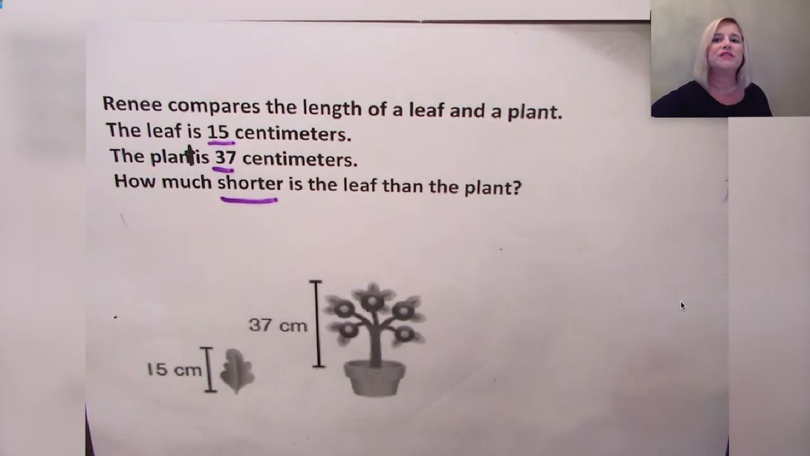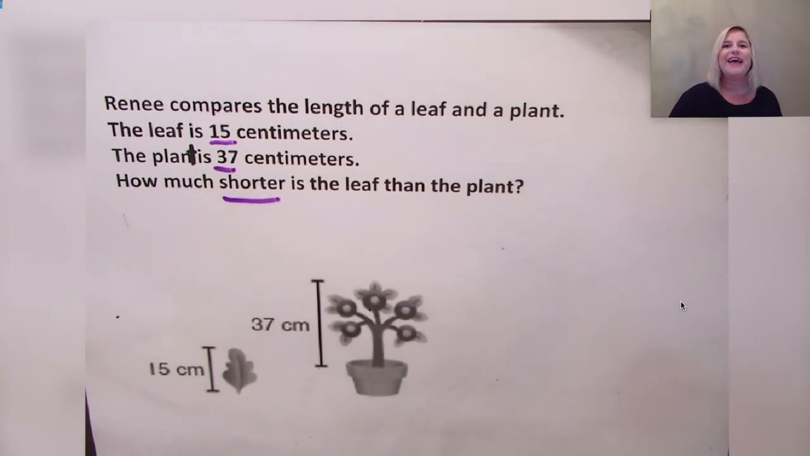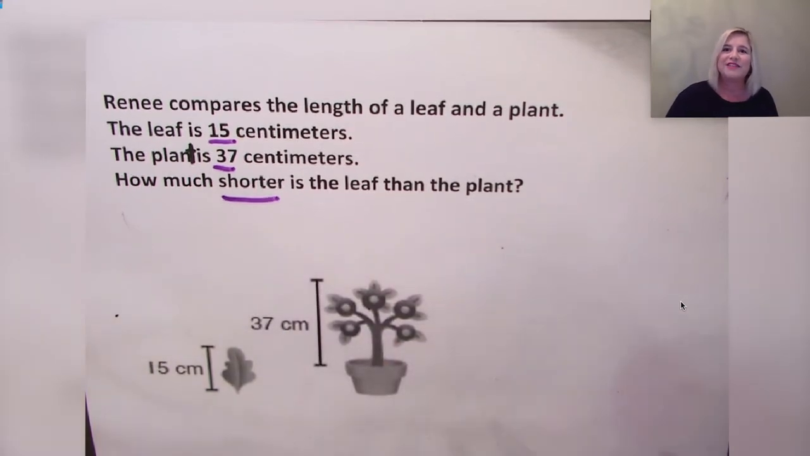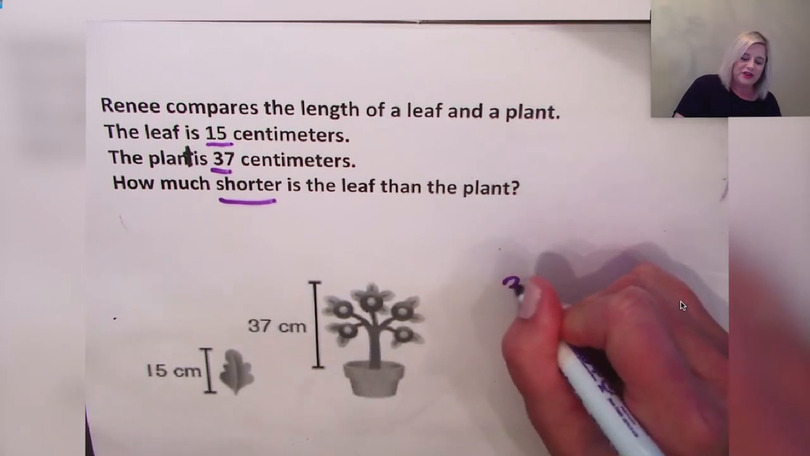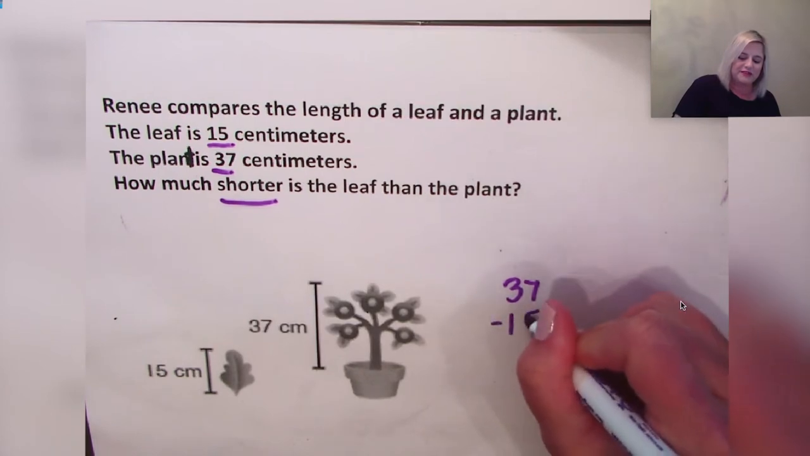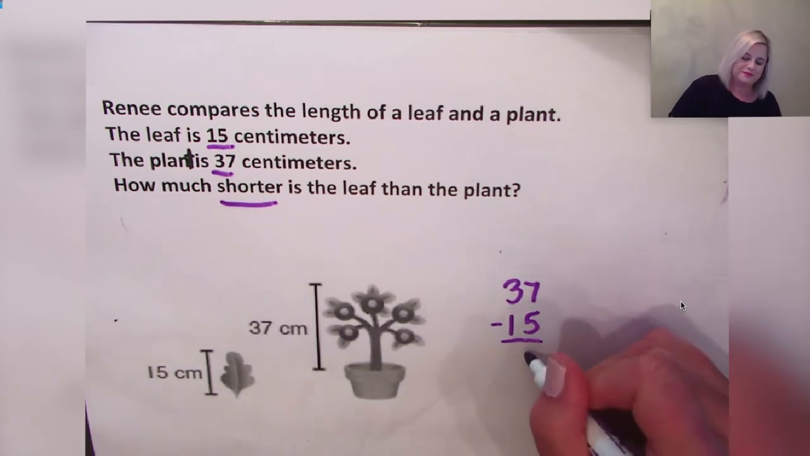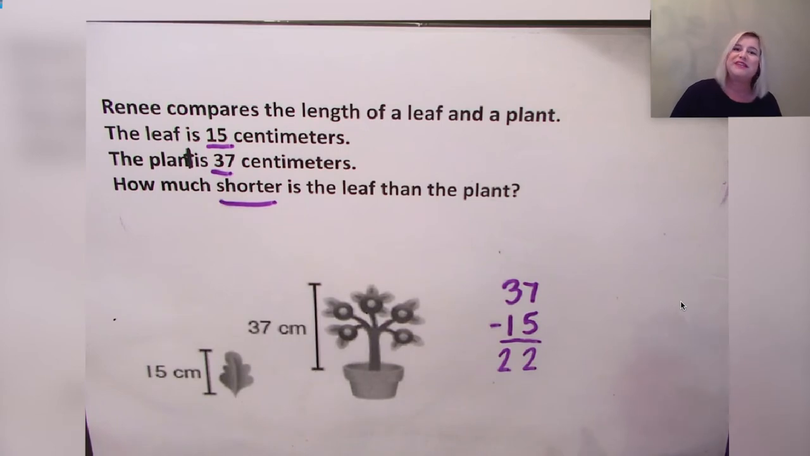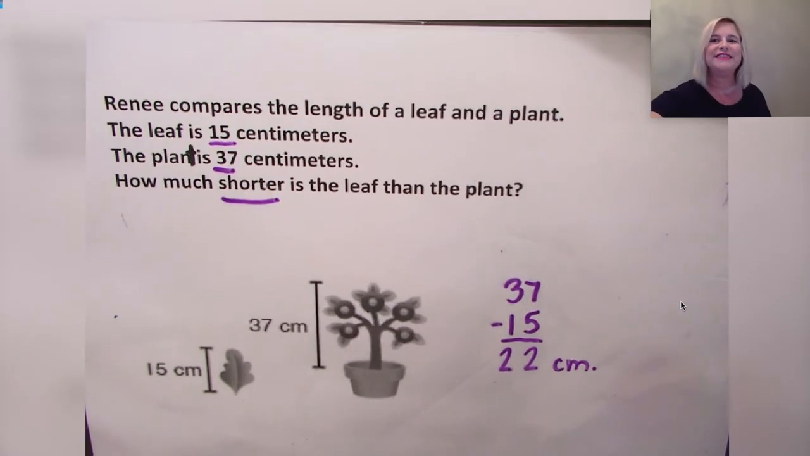So boys and girls, ask yourselves, do we need to add or subtract? Excellent, we're subtracting because it says shorter. Let's write and solve the equation together to figure out how much shorter the leaf is. I am going to write 37 minus 15. Now, I want you to go ahead and solve. Excellent! The leaf is 22 centimeters shorter than the plant. Very good, boys and girls.